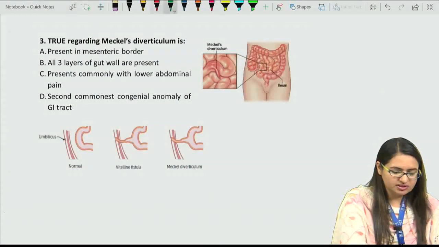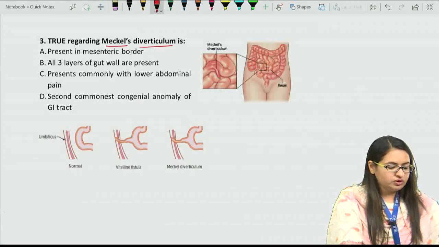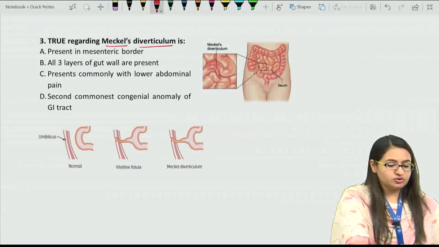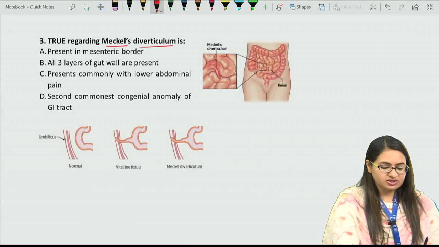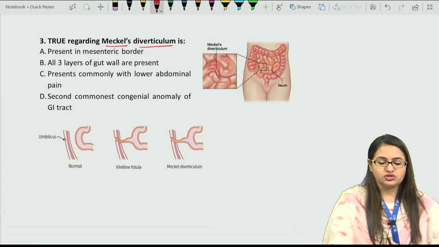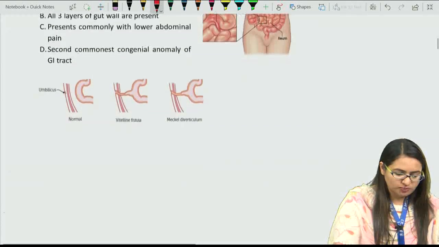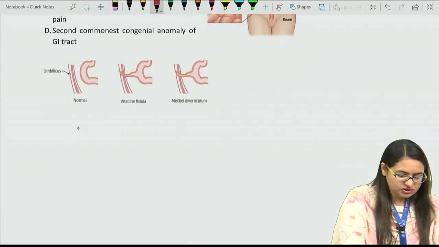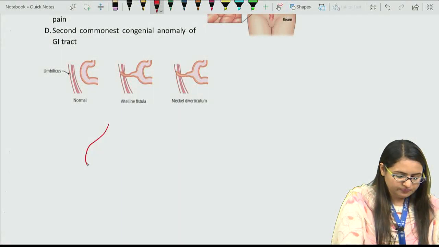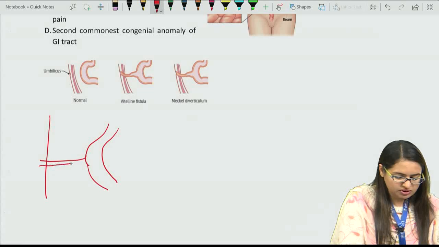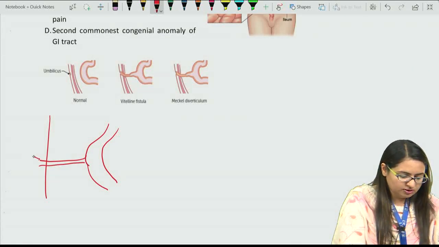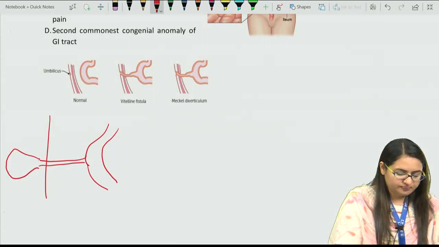Now the next question is regarding Meckel's diverticulum. We know that Meckel's diverticulum is due to the persistence of the proximal part of the vitellointestinal duct. The vitellointestinal duct is present in the embryo, and this duct goes outside through the umbilicus and communicates outside with the yolk sac.